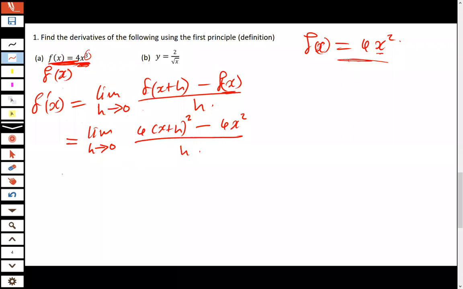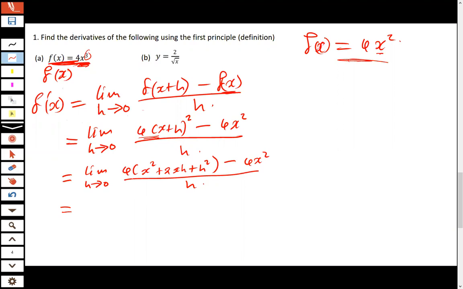What I'm going to do here is simplify just this part here. So we have the limit as h approaches 0 of this function. When I simplify this, it will give me a quadratic expression, which is x squared plus 2xh plus h squared. And then minus, we have 4x squared there. Then everything divided by h.